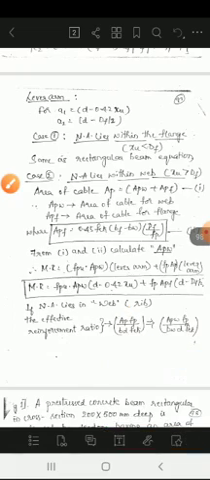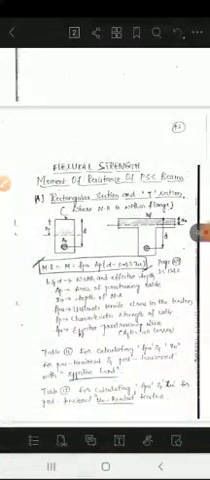So this is about the flexural strength, in that the moment of resistance of PSC beams. So next we are going to solve the problem.